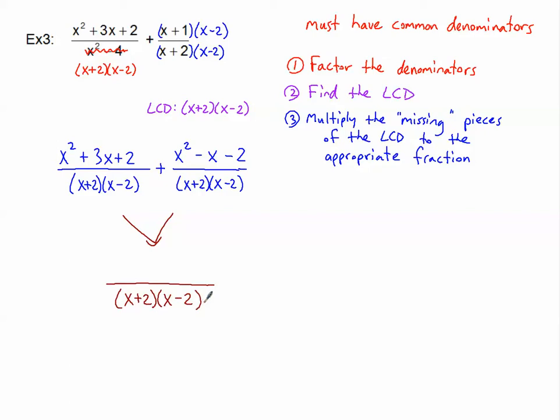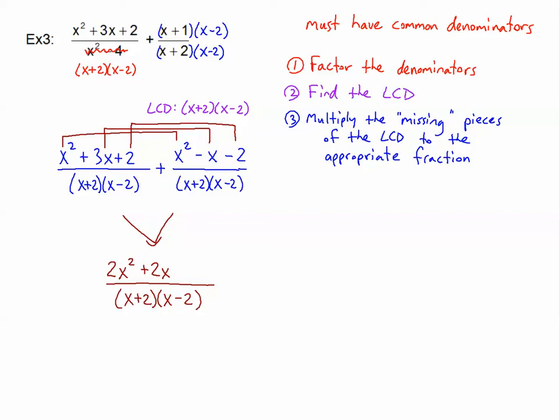Now let's see what I have. I'm taking x squared plus 3x plus 2 plus x squared minus x minus 2. So I'm really just going to gather my like terms. I see that I have 2x squareds. I see that I have 3x, take away x is going to be 2x. And I see that I have 2 minus 2, which actually is 0, so I don't really need that.